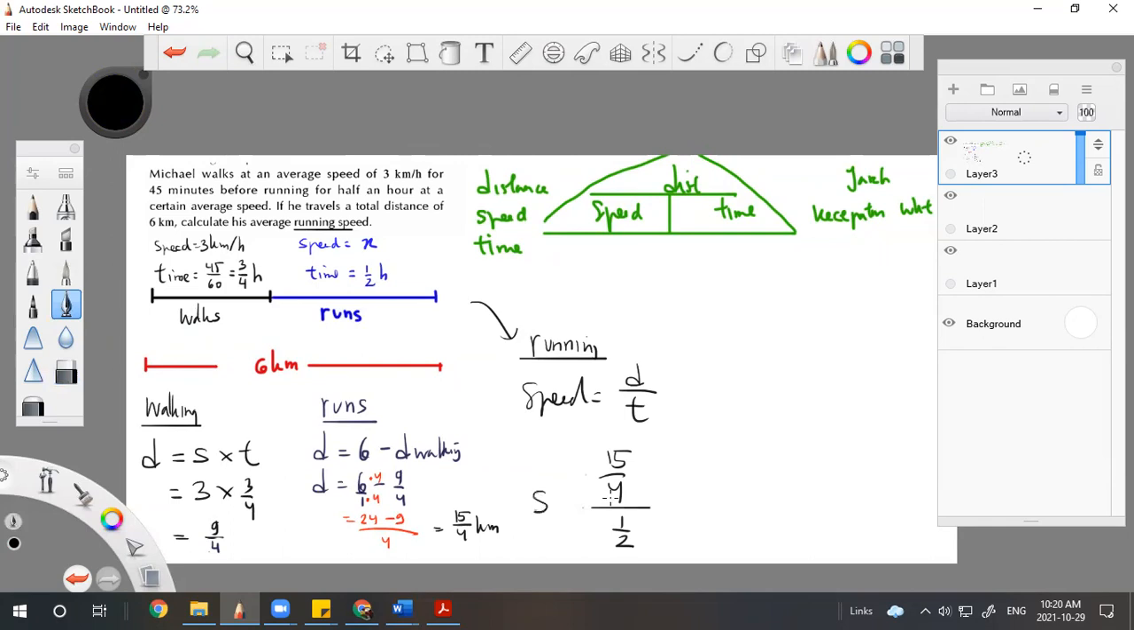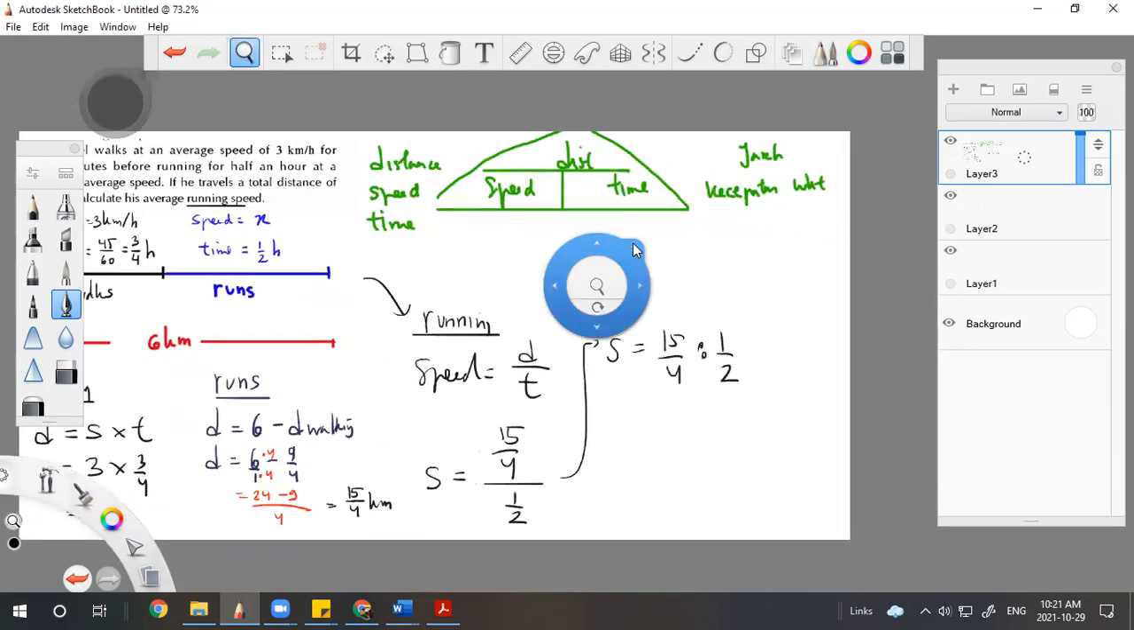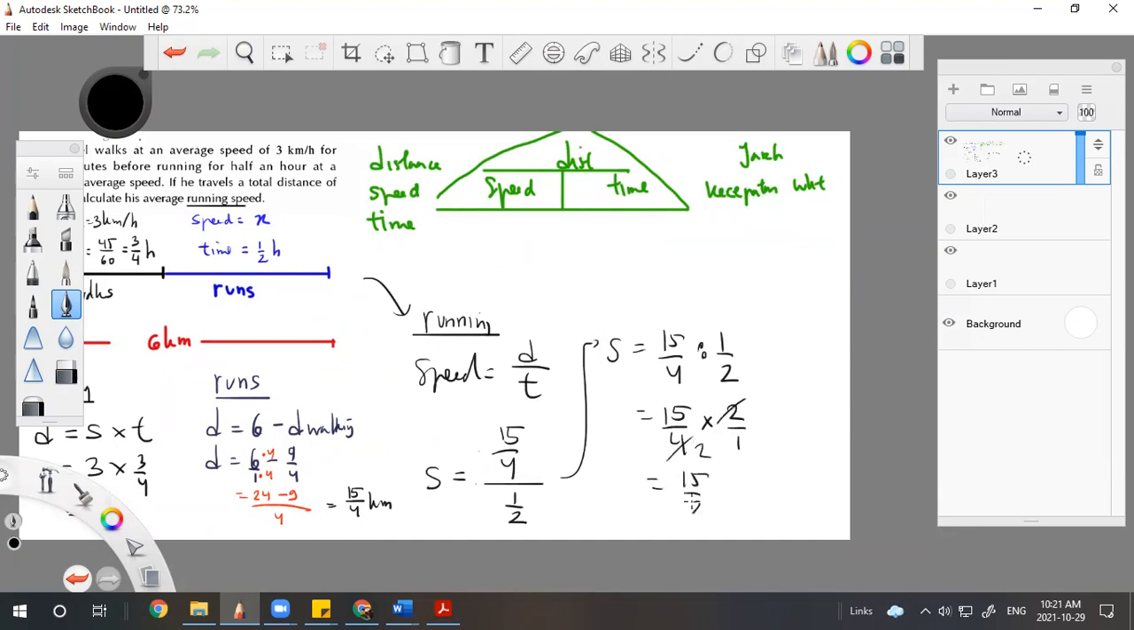Can I make 15 over 4 divided by 1 over 2, without using the fraction like this? Yeah, it's keep, change, flip. Same thing, you just flip this one directly. So you flip this one, cross 2. So 15 over 2 kilometer per hour. 7 1/2 kilometer per hour.